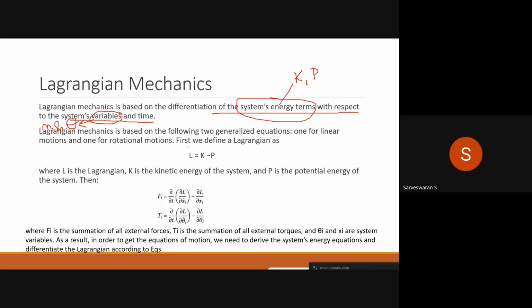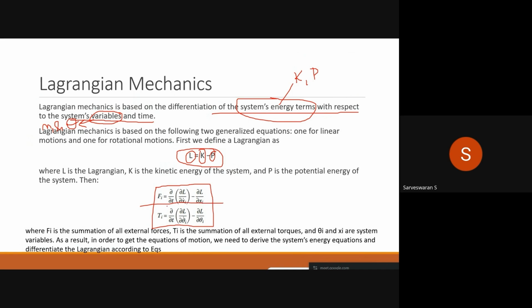Lagrangian mechanics is based on this relation: L is equal to K minus P. It is the kinetic energy minus the potential energy of the system. For each and every link, we have to find out the suitable kinetic energy and potential energy, and from that we can solve for this Lagrangian. You can note down this relation, which is helpful for solving this torque formulation.